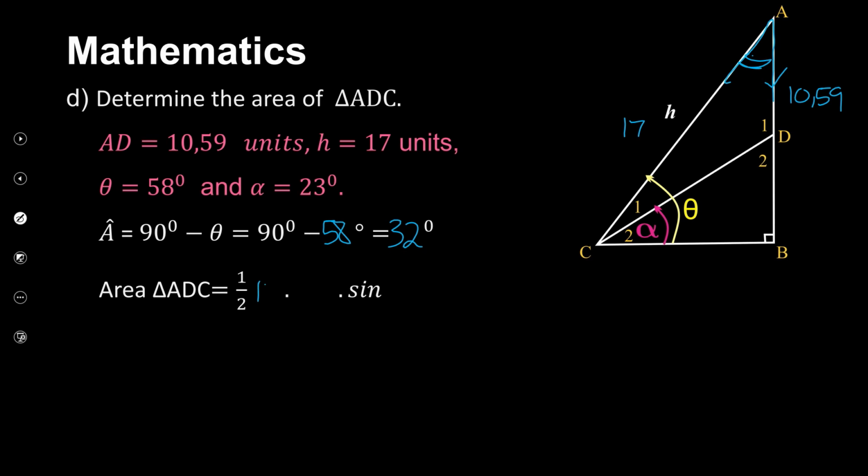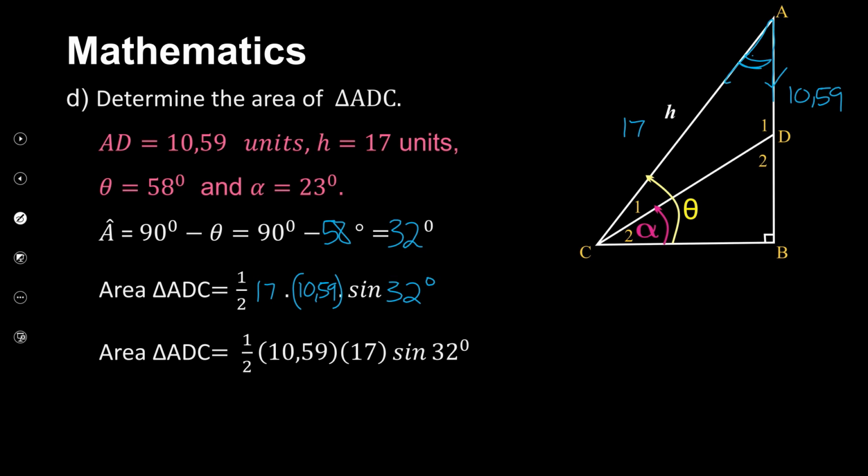of 17 times 10,59 times sine of 32 degrees. Okay, putting that into our calculator, we're going to end up with area of ADC to be 47,70 units. So this question was just substituting into whatever we found earlier. It should have been pretty simple then.